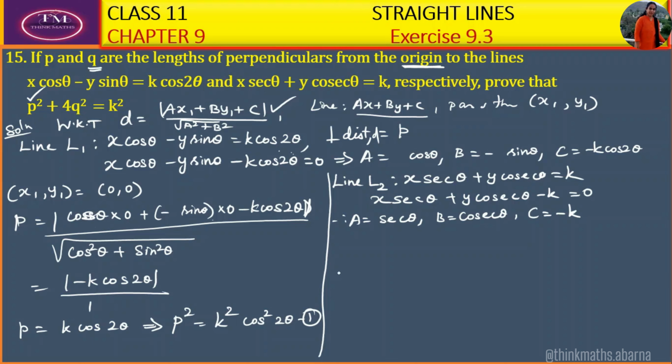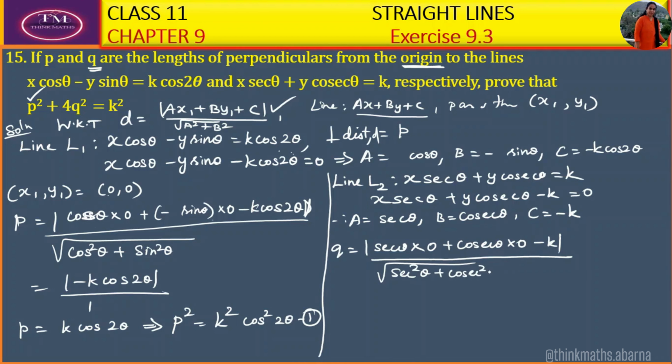It is q. So, q is equal to modulus of secant theta into x1. x1 is 0 and b is cosecant theta into 0 and c is minus k divided by square root of secant square theta plus cosecant square theta. What is secant square theta plus cosecant square theta? So shall we change to cos and sine? We will find here. Secant square theta plus cosecant square theta.